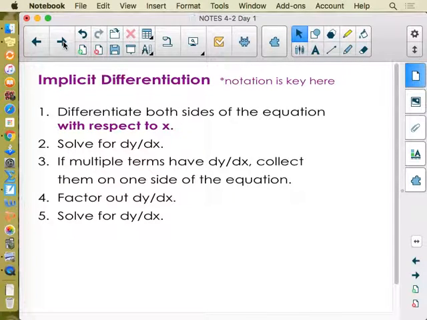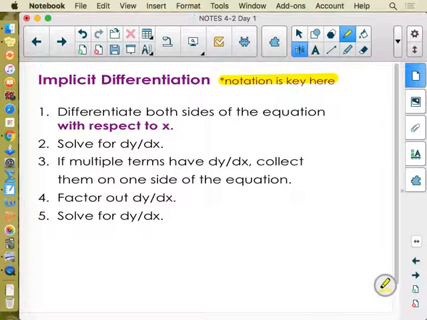This page is a good page to stop the video and take down notes. Implicit differentiation steps are here. Then we'll go through and practice with some. So stop the video here, get the steps written down, and then come back ready to practice on the next pages.